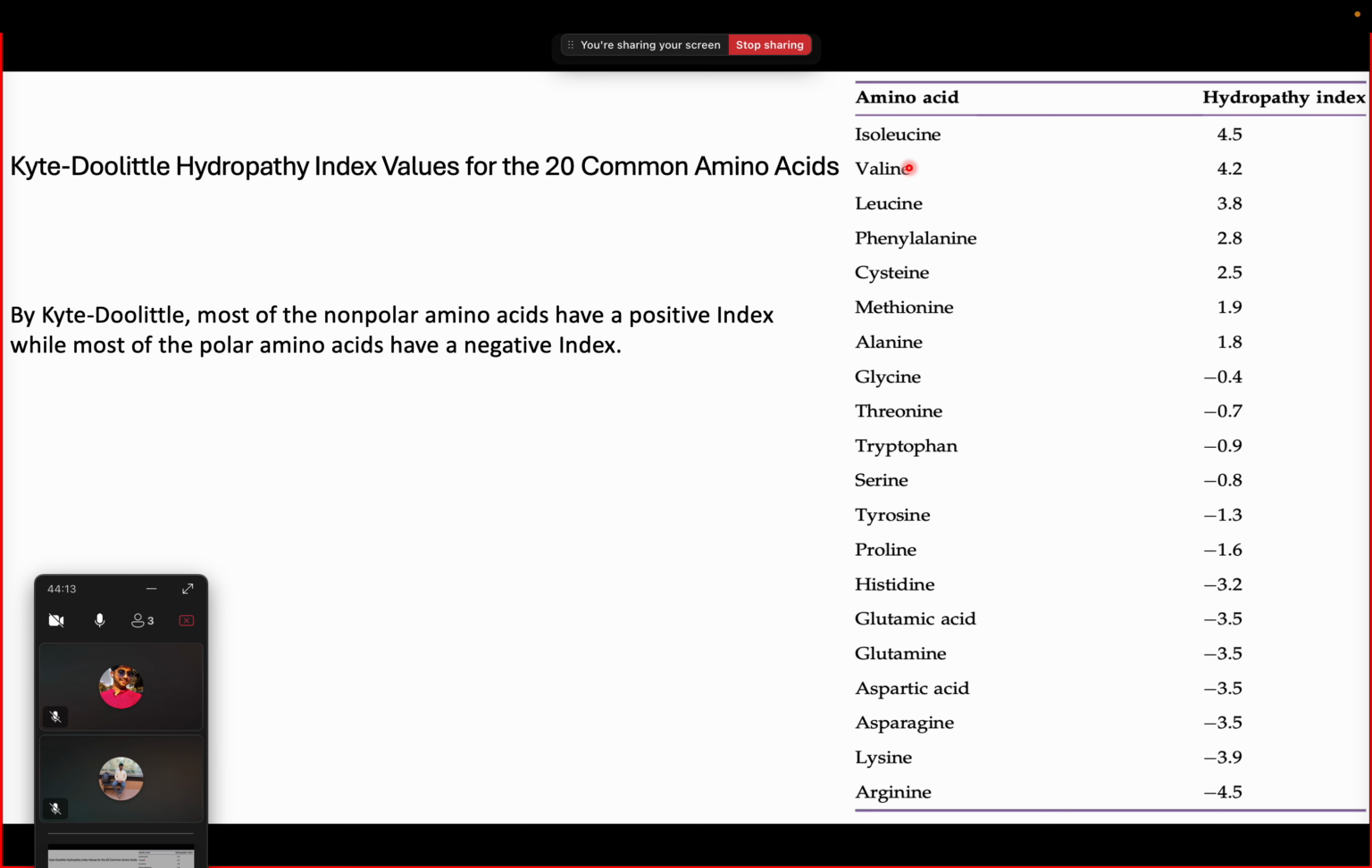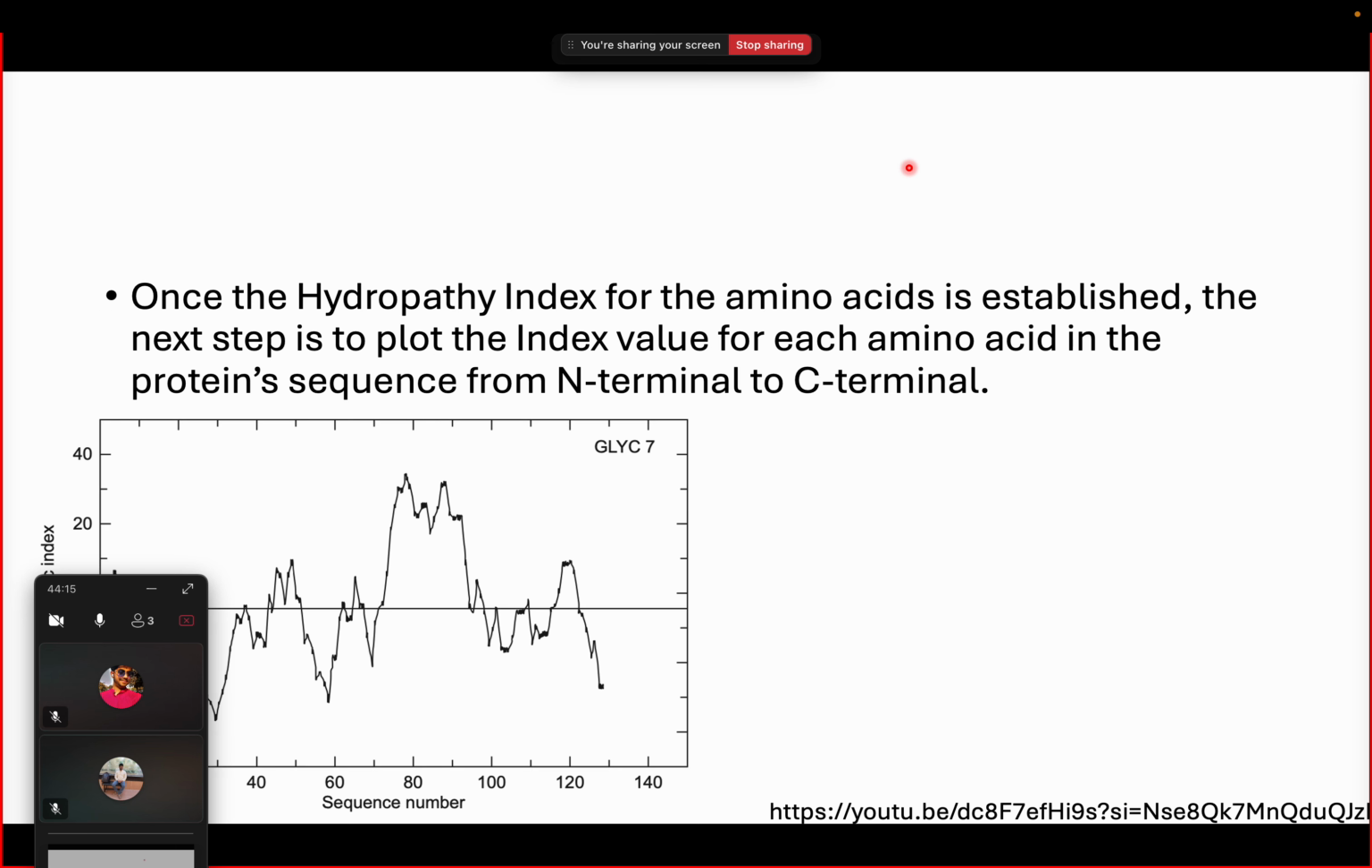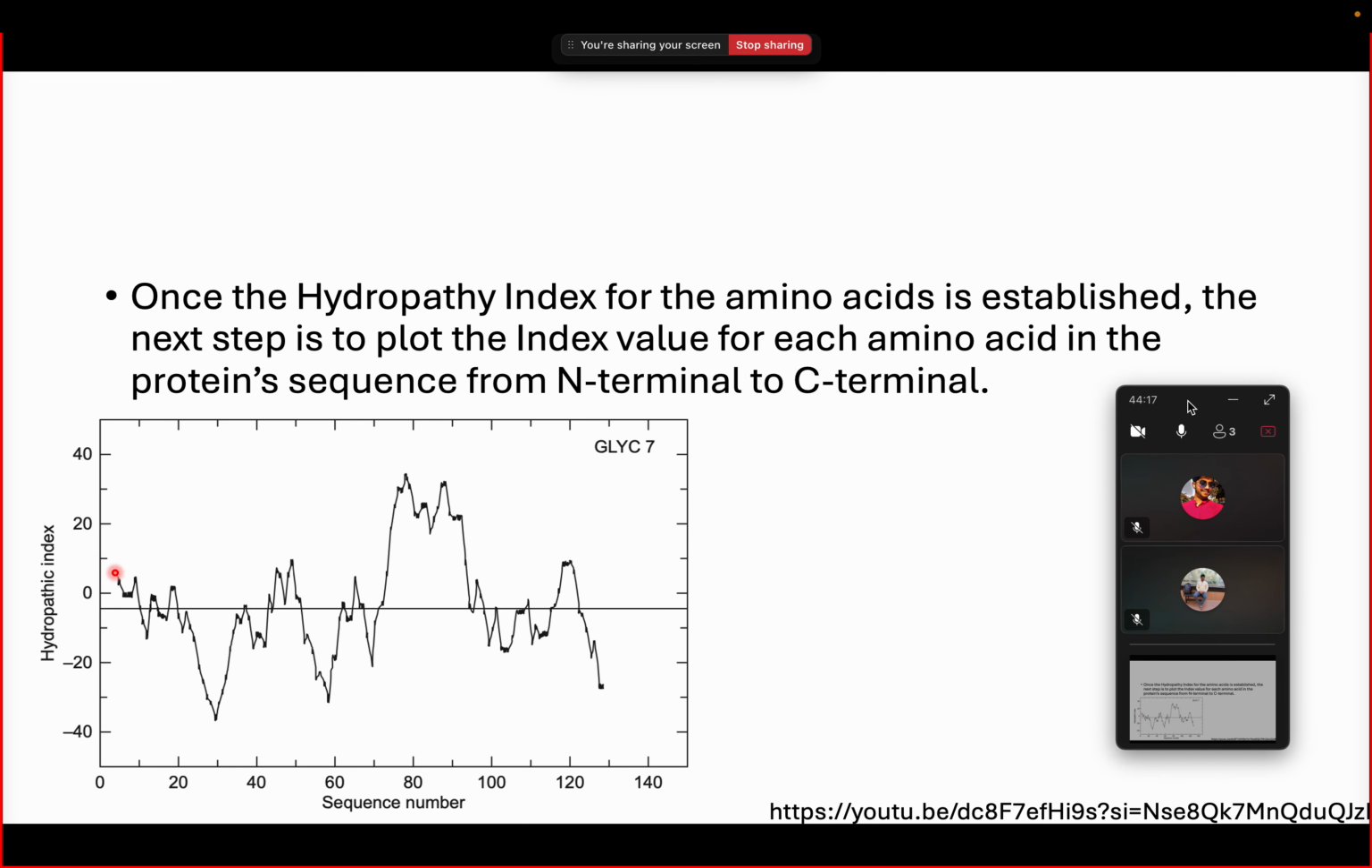Okay, if you look at one such hydropathy profile, this is how these hydropathy plots are formed. Once the hydropathy index for the amino acid is established, the next step is to plot the index values for each amino acid in the protein sequence from N terminal to C terminal.